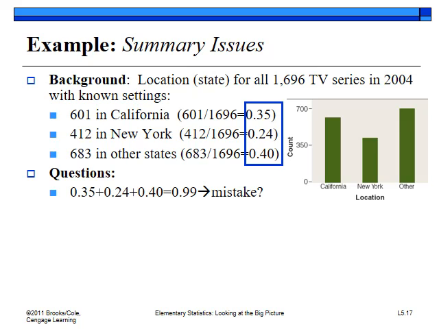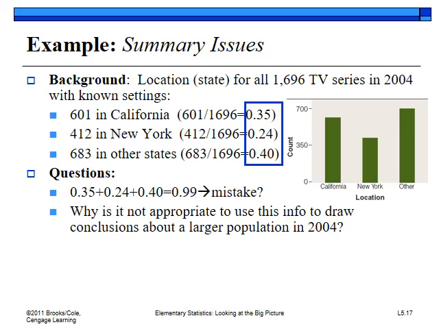One thing I noticed though, if I add up the proportions, I get 0.99. Is that a mistake? What happened to the other 1%? Why is it not appropriate to use this information to draw conclusions about a larger population in 2004?